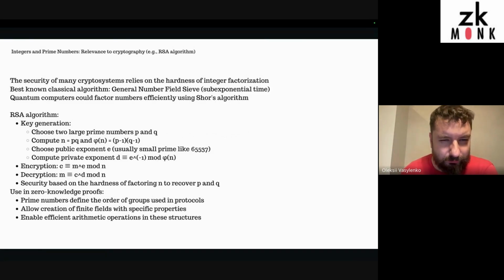Relevance of prime numbers. The security of most crypto systems relies on integer factorization. The best known algorithm is the general number field sieve. A quantum computer could also factor numbers efficiently using Shor's algorithm. In zero knowledge, a prime number defines the order of the group, allows us to create finite fields with specific properties, and enables efficient arithmetic operations in these structures. I do understand that some of you don't know about field theory, some do. Don't worry, you will learn about it slightly later, literally in 10-20 minutes.